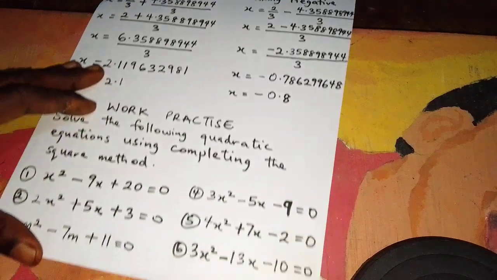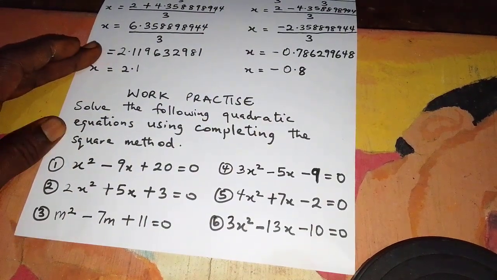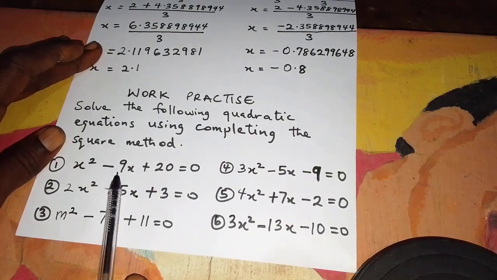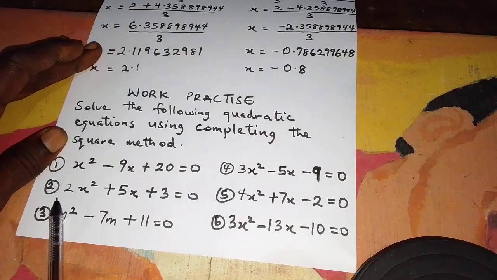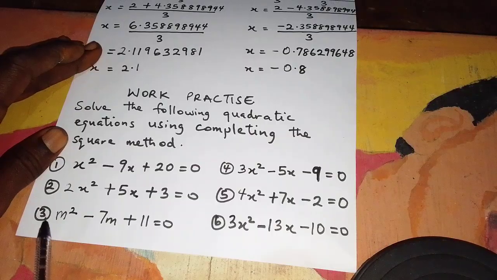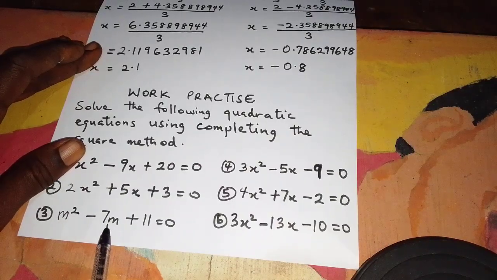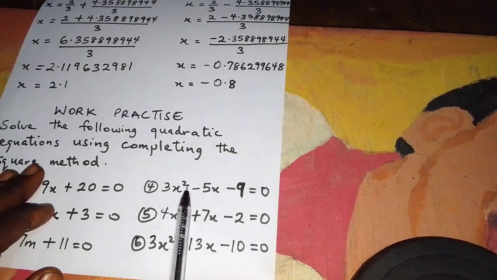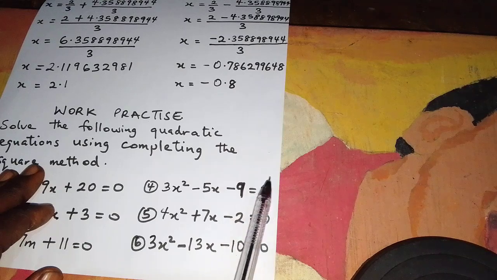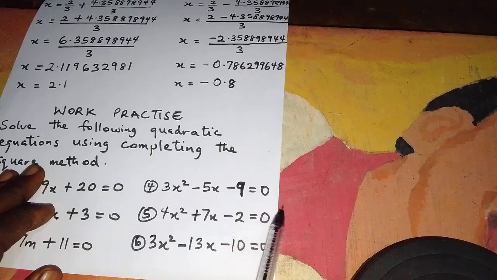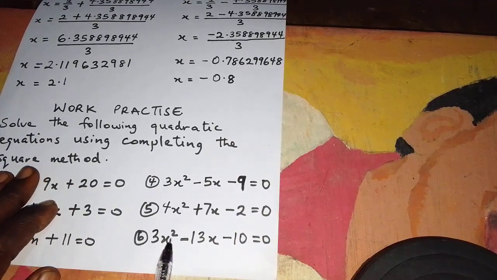For the work practice, you have to solve the following quadratic equations using the completing the square method. 1. x squared minus 9x plus 4 equals 0. 2. 2x squared plus 5x plus 3 equals 0. 3. m squared minus 7m plus 11 equals 0. 4. 3x squared minus 5x minus 9 equals 0. 5. 4x squared plus 7x minus 2 equals 0. 6. 3x squared minus 13x minus 10 equals 0.